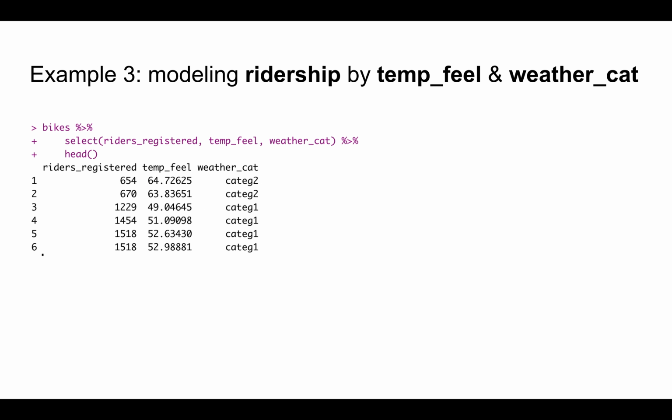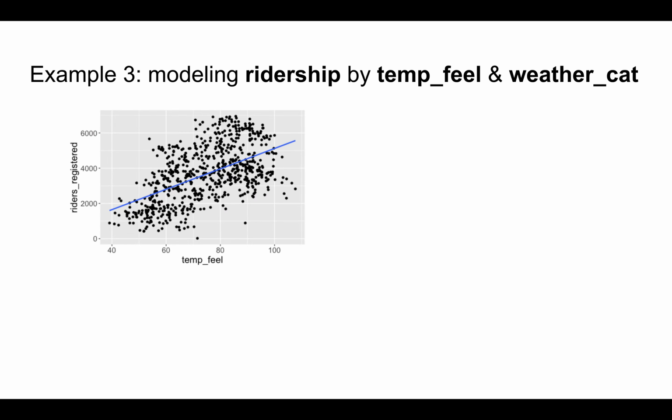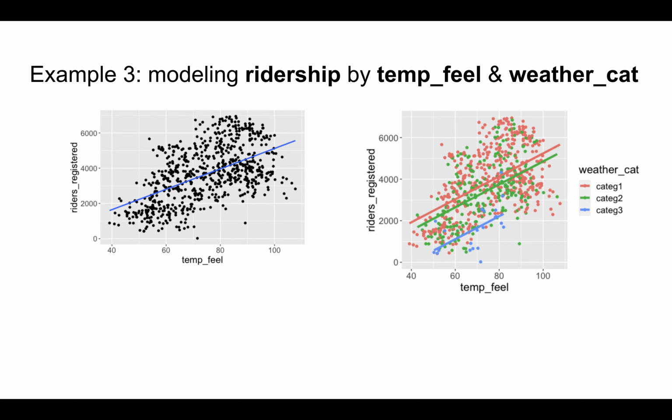Consider a third and final example in this Part 1 video. Suppose we wish to model bike ridership by temperature and weather category, the first predictor being quantitative and the second being categorical. Thus, to visualize our relationship of interest, we might start with a visualization of riders versus temperature, and then use color to indicate the different weather levels. Similarly, notice that our singular model trend at left splits into three, one for each weather category.